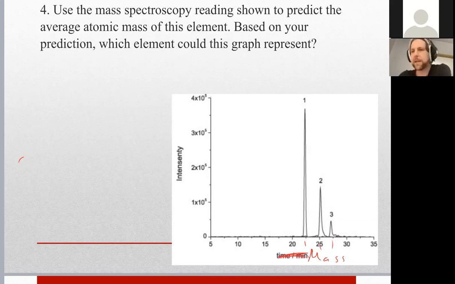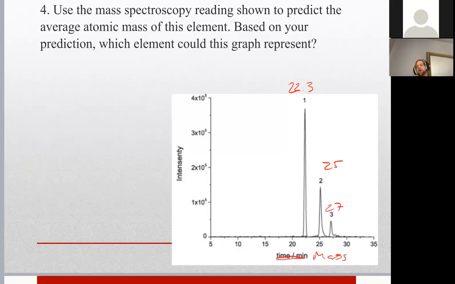And the question says, predict the average atomic mass of the element if these are the three isotopes. Each of these peaks represents an isotope. So I could say that this one is 20, maybe like 22 point, closer to 22, not exactly 0.5, so maybe 0.3. And this one we can just say is about 25, and we can say that this one's about 27.